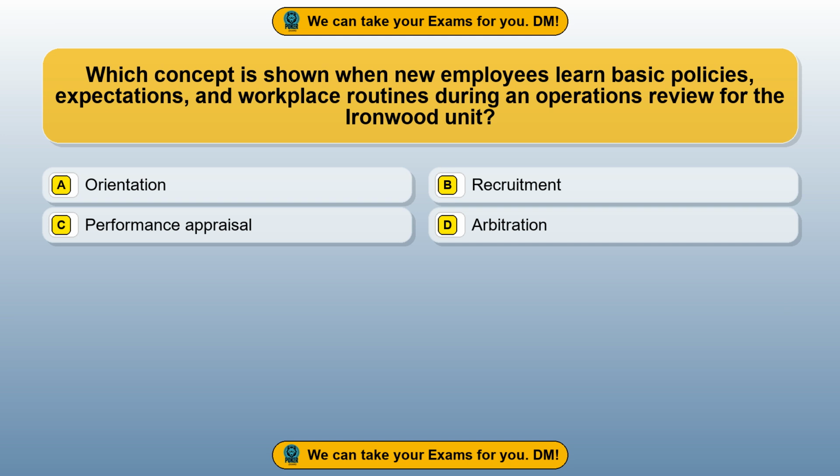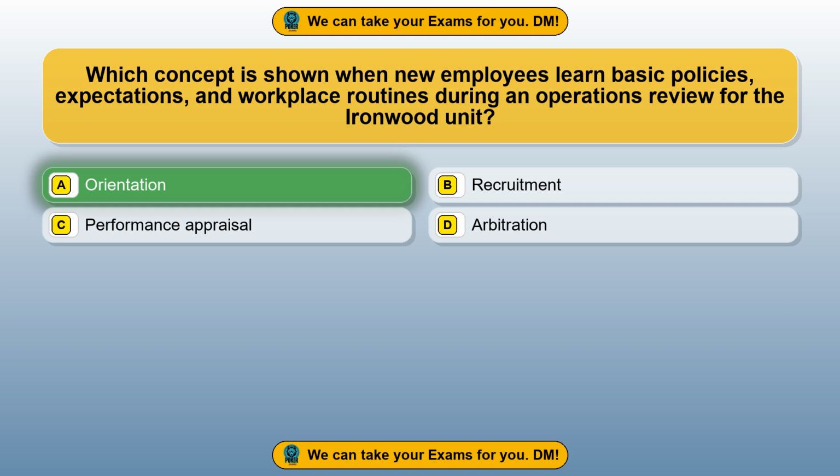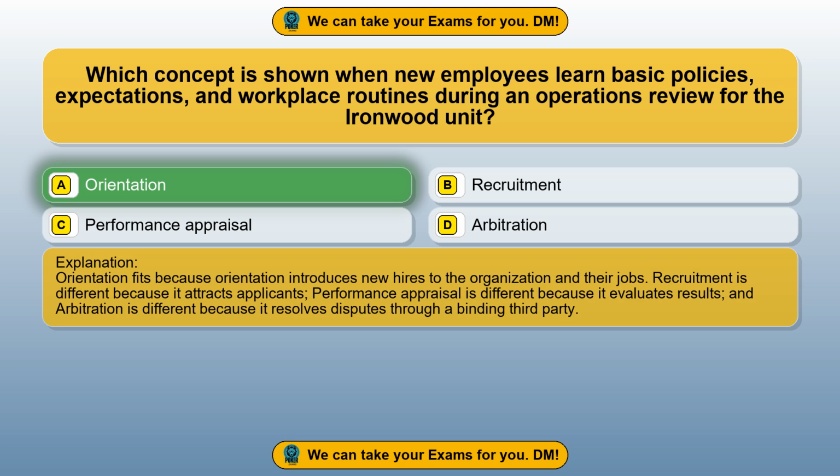Ironwood unit? Option A, orientation. Option B, recruitment. Option C, performance appraisal. Option D, arbitration. The correct answer is option A, orientation. Orientation fits because orientation introduces new hires to the organization and their jobs.